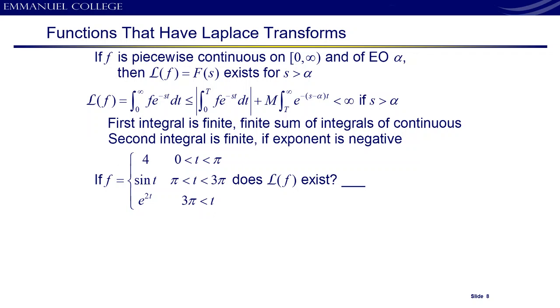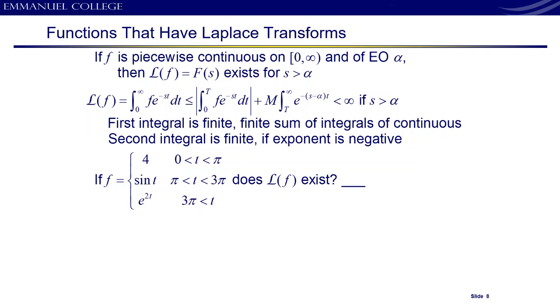So, what makes a function have a Laplace transform? Take a piecewise continuous function of exponential order. This is why they introduced those two things. So if it's piecewise continuous on 0 to infinity and has some exponential order alpha, then the Laplace transform of f exists as long as s is greater than alpha.